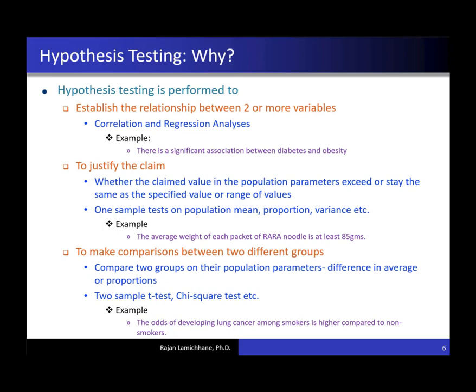Another goal of hypothesis testing is to make a comparison between two or more groups. So when you have data from two or more groups, you want to see if there is any difference in averages or proportions. In that case, you can perform hypothesis testing. The common statistical tools used for this kind of testing are the two sample t-test or chi-square test. Here's an example: the odds of developing lung cancer among smokers is higher compared to non-smokers. So this is one of our hypotheses, and we want to prove or disprove it.